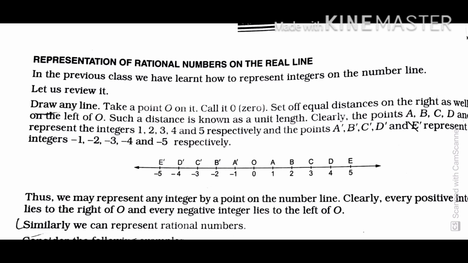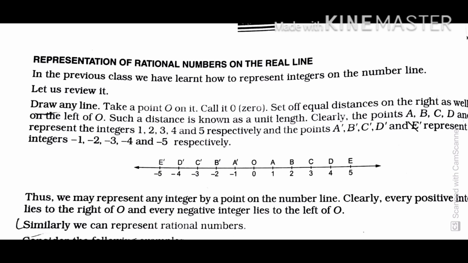Now clearly the points A, B, C, D and E represent the integers 1, 2, 3, 4 and 5 respectively, and the points A dash, B dash, C dash, D dash and E dash represent the integers minus 1, minus 2, minus 3, minus 4 and minus 5 respectively. Thus we may represent any rational number or any integer by a point on the number line. Clearly every positive integer lies to the right of 0 and every negative integer lies to the left of 0.